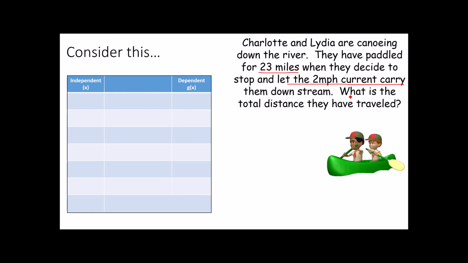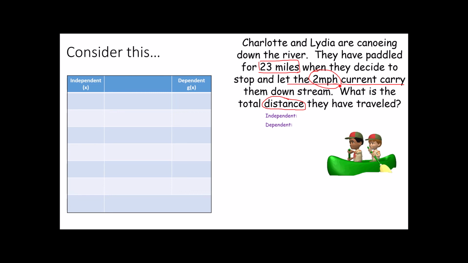Two things we're working with here. Number one, we're asked about the total distance, but we're not given the total distance. What we're told is they've gone 23 and the current is moving 2 miles every hour. But we don't know how many hours have passed. We need to set up an independent and a dependent variable. One of those will be time. Time is measured in hours in this problem. One of those will be the total distance.